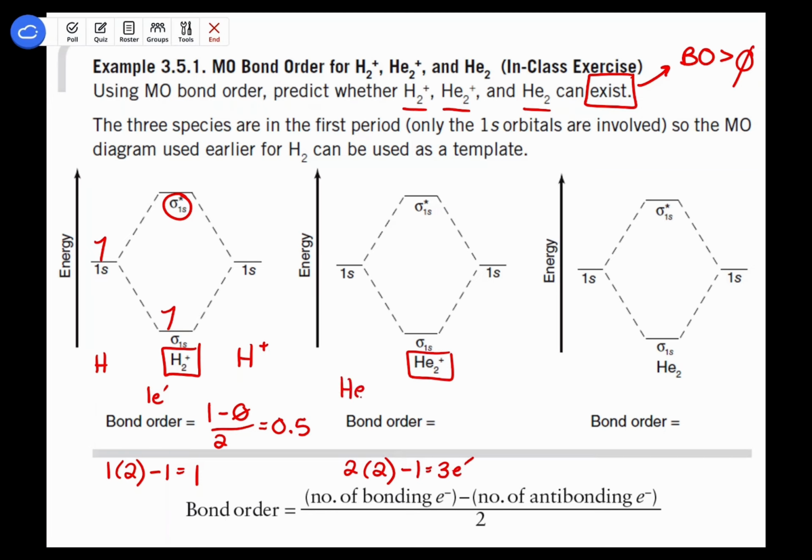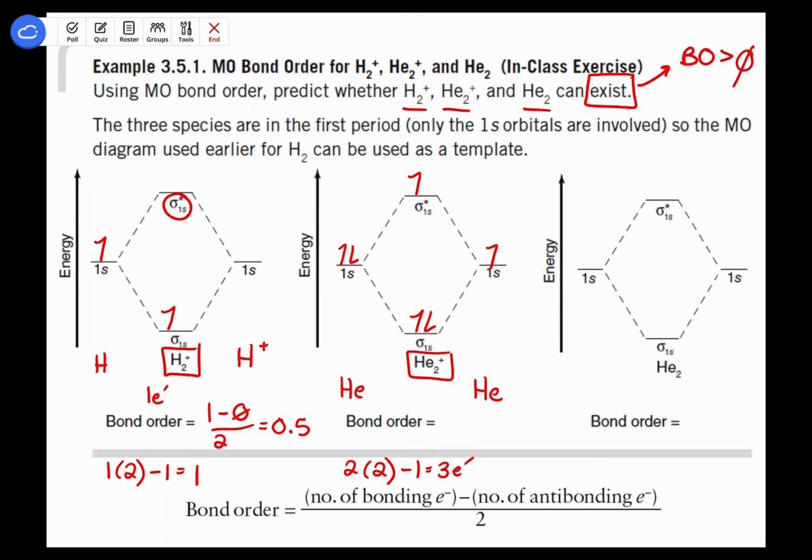So I'm starting with a helium on the left and a helium on the right. They each have a 1s orbital. One of them started with 2 electrons, one of them started with 1. I have a total of 3 electrons to place. I'm going to start at the bottom of my molecular orbital energy options and fill upwards. So 1, 2, and 3. The 3rd electron went in our antibonding orbital.